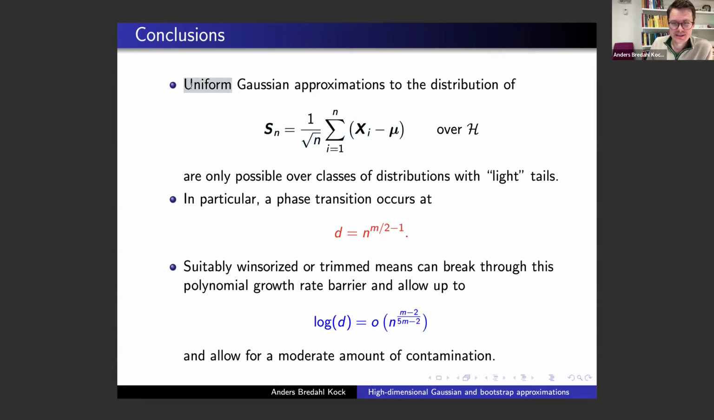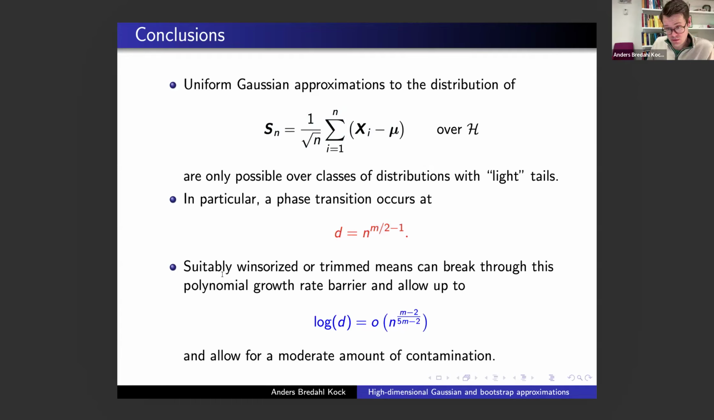Of course, there exist distributions, well, not of course, but there do exist distributions such that the distribution of Sn can be approximated by that of a Gaussian, even though one has heavy tails, but not uniformly, because I construct explicitly distributions for which the approximation does break down. In particular, a phase transition occurs here, so one cannot hope for such uniform approximations to be valid beyond a polynomial growth rate of dimension d in the sample size n.